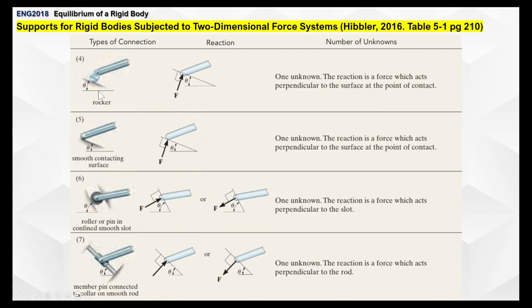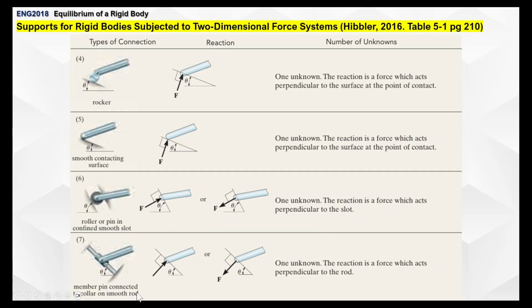Here are the others. Here's a rocker, which is pretty much the same thing as the roller. The reaction also acts perpendicular to the surface. The same way also with a smooth contacting surface. So basically 3, 4, 5 pretty much are the same thing. Also here, roller or pin in a slot, one unknown. The reaction is a force which acts perpendicular to the slot.